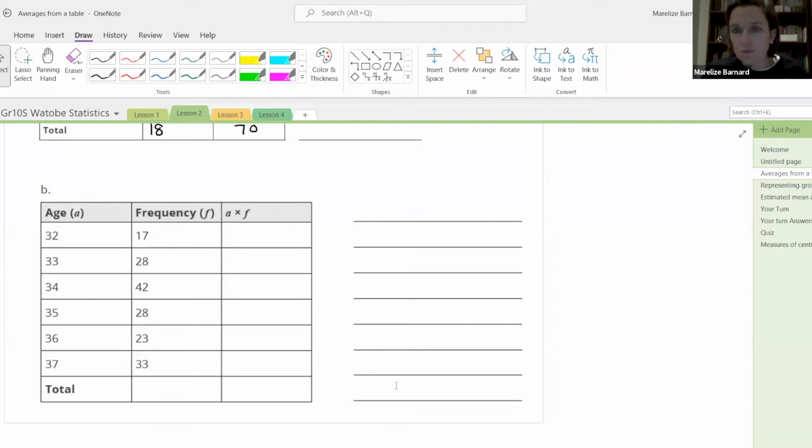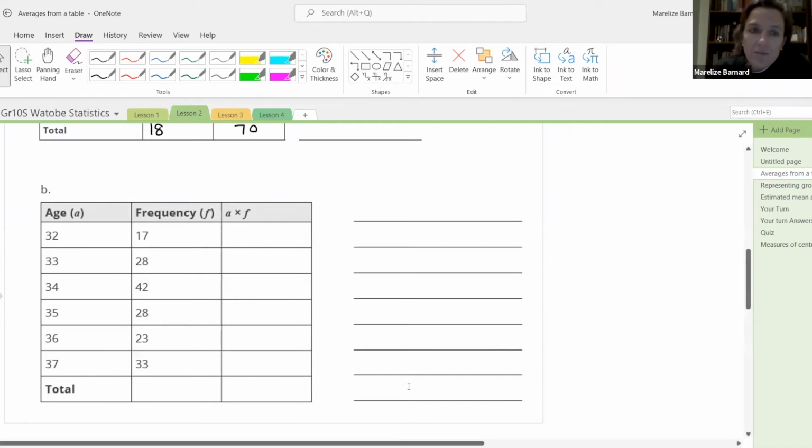I'm going to give you 2 minutes. This is an example with age. So we've got different ages and the different number of times that this age was recorded. So people who are 32 years old, there were 17 of them. 33, there were 28 of them. 34, 42, etc.